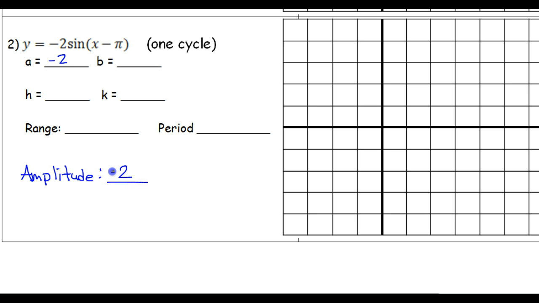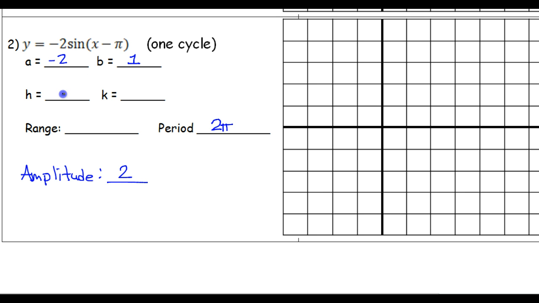The amplitude is always positive. Let me be clear about that. The b value is 1. There's no number here that's visible in front of the x, so the b value is 1, which means that the period is going to be unchanged. The period will be the usual 2 pi.